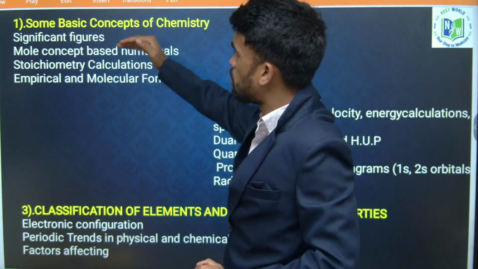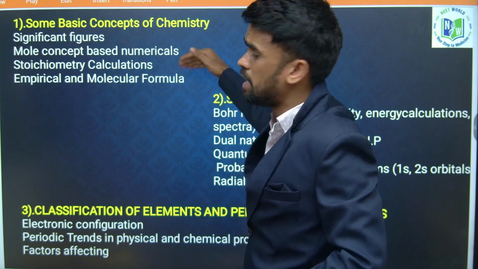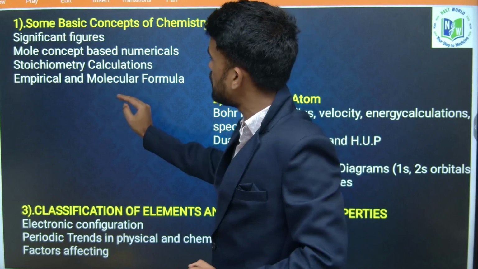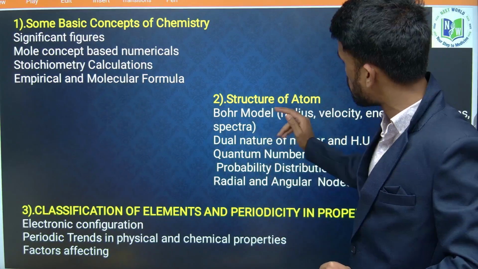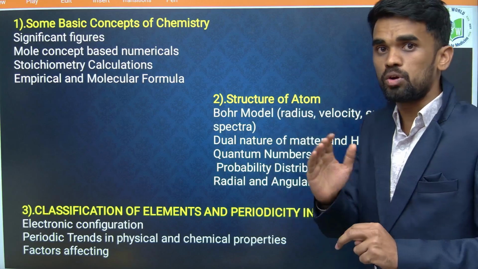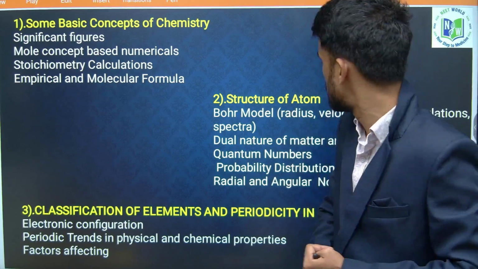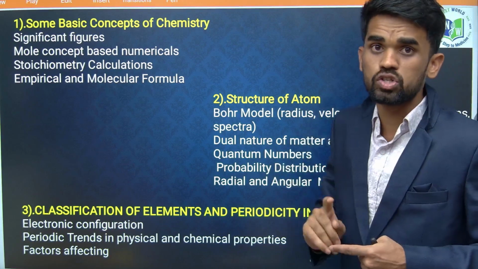What are the topics from the first chapter? Just follow the significant figures, mole concept and its numericals, the stoichiometric calculations, and the empirical and molecular formula. Then when it comes to structure of atom, you can follow the Bohr model and complete Bohr model calculations like radius, energy, wavelength, and velocity, and the hydrogen spectra.